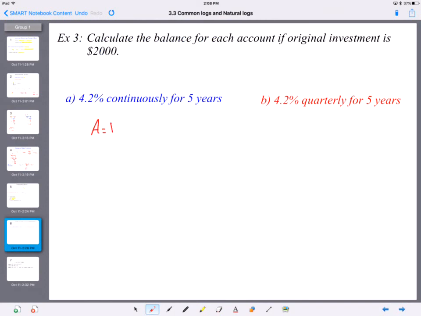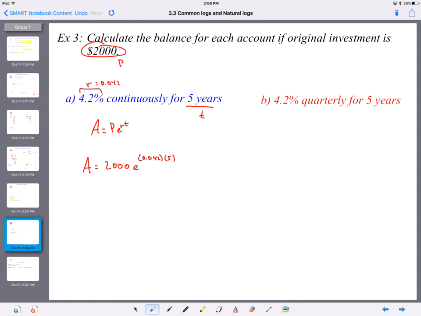Since it's compounded continuously, we're looking at A equals P e raised to the rt, and we're going to plug in what these values are. So 5 years represents the time. Here's your rate. It does need to be in decimal form though, so that would be 0.042. And we know the original investment, that's your principal. So we're trying to find the new amount. So A is equal to 2,000 times e raised to the rt. So r is 0.042 times t of 5 years.